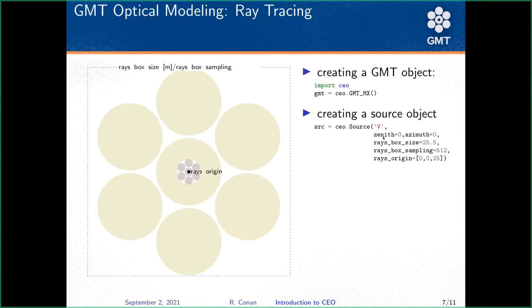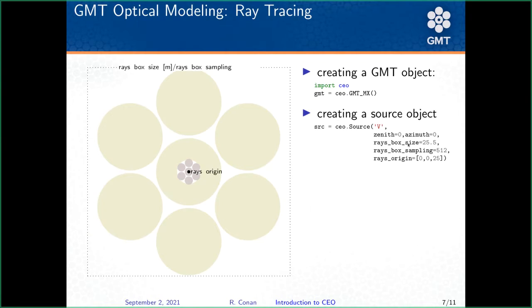Then you specify the position in the sky of your source with respect to the optical axis of the telescope. That's what zenith and azimuth mean. It's with respect to the optical axis of the telescope. And then we need to sample the entrance pupil, which is our primary mirror here.